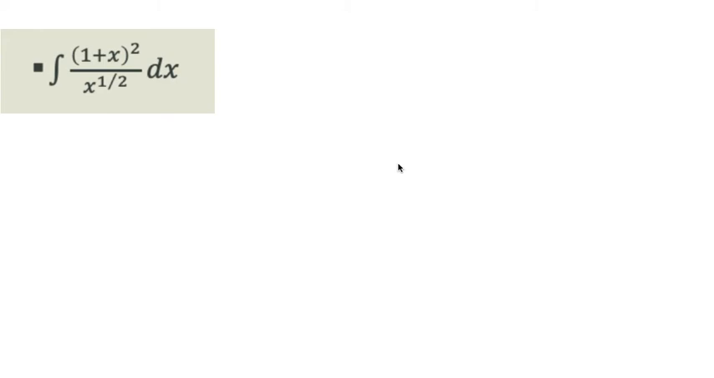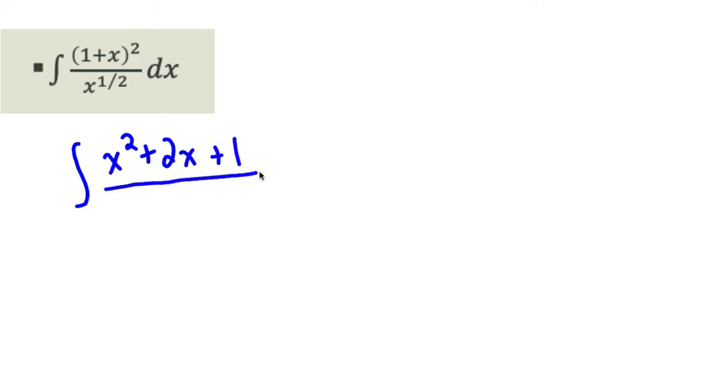Now, when we look at this, we're like, oh my word, I have no clue what to do here. So what we need to do is clean this up a little bit. If you recognize something like this that you can't do anything with, we just need to rewrite it a different way. So I'm going to rewrite this. First of all, 1 plus x squared is x squared plus 2x plus 1 divided by x to the 1/2.